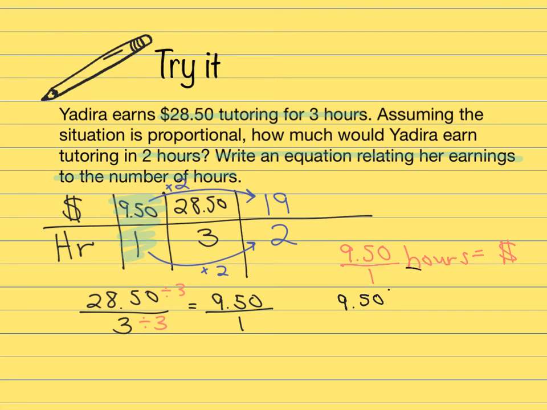We could use H to represent the number of hours. We can't write a dollar sign, but we could use the letter T for total amount earned. So our equation is $9.50 times H, hours, equals T, the total amount earned. If you use different variables, that's okay.